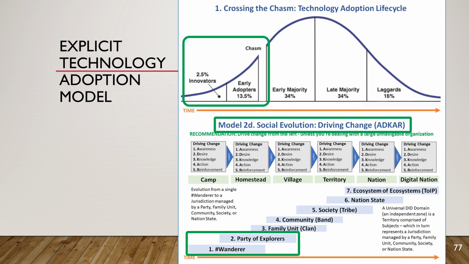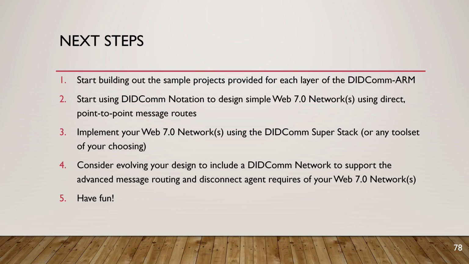But whether you like the social evolution model, the way that this can be grown, or you like the technology adoption model, we have some explicit models we can use to grow Web 7.0. I think this is the last slide. So what do you do next? Where do you start? Well, start by building out the sample projects that are provided for each layer. I've got code for all of layer 0, layer 1, and layer 2, and part of layer 1. I'm doing some refinements on the DID registry, the Universal Data Server.